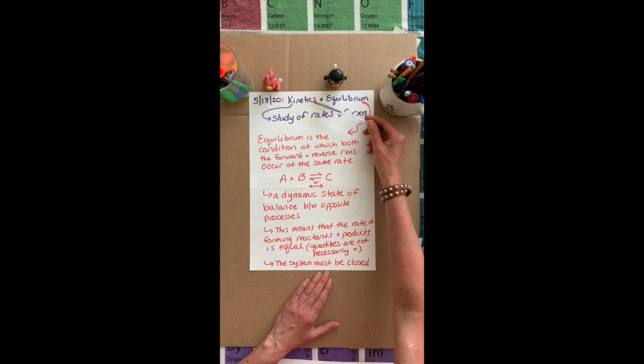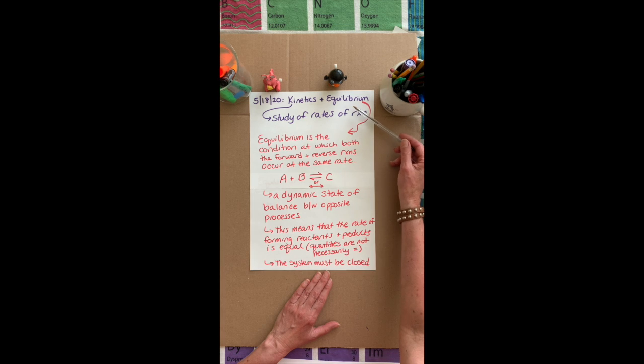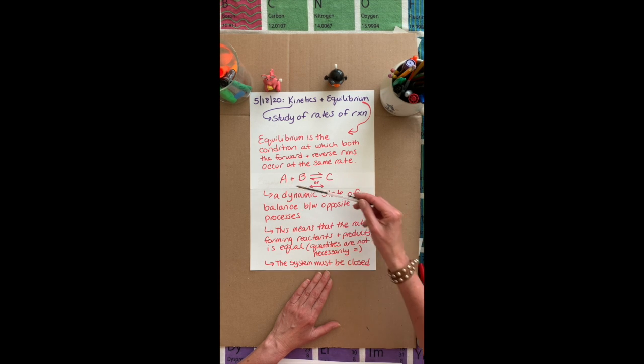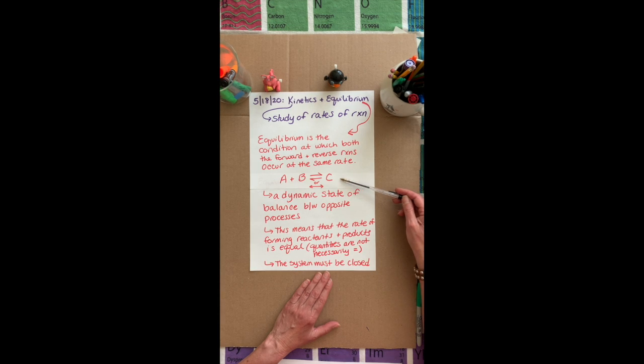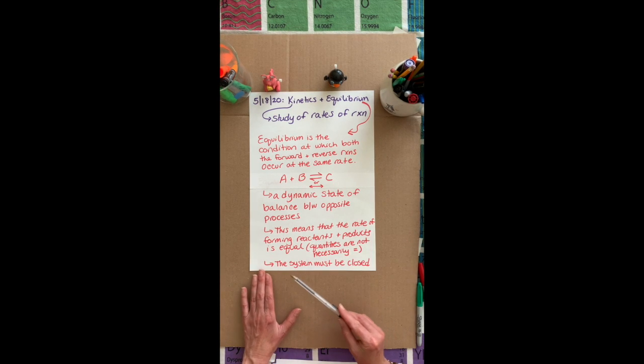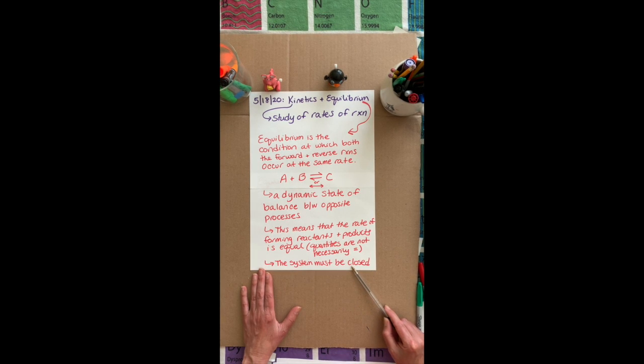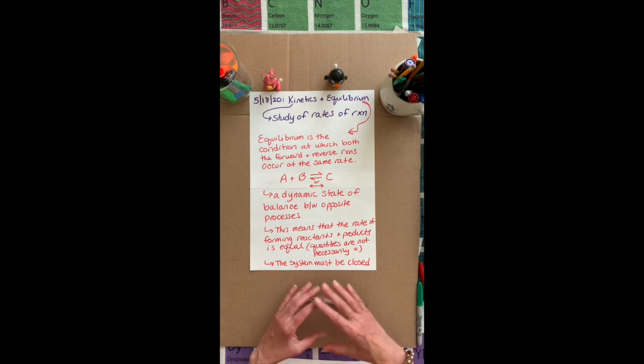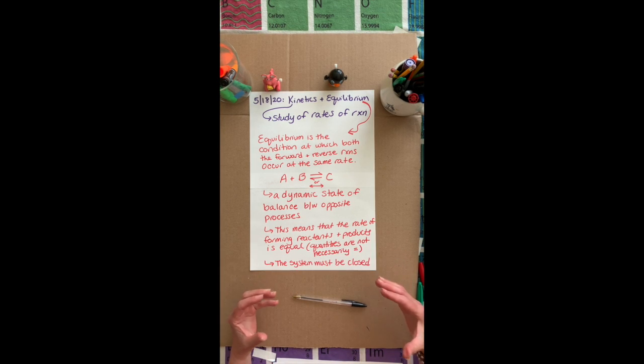So in kinetics, we study the rates of reaction. When the rate of the forward reaction is the same rate as the reverse reaction, we can say that this system is at equilibrium. And it's very important to note that the system must be a closed system. That is, reactants and products cannot escape the system, or else equilibrium will not be achieved.